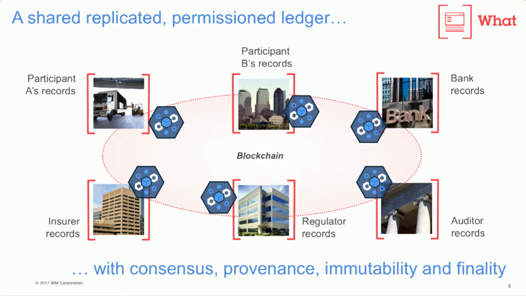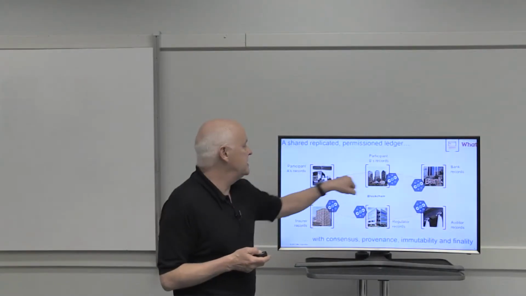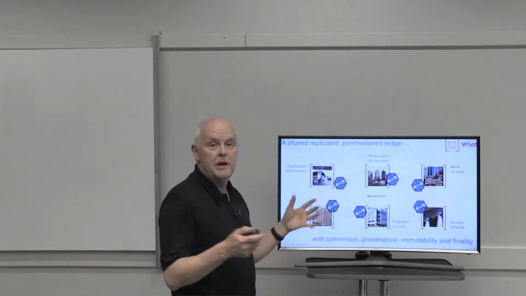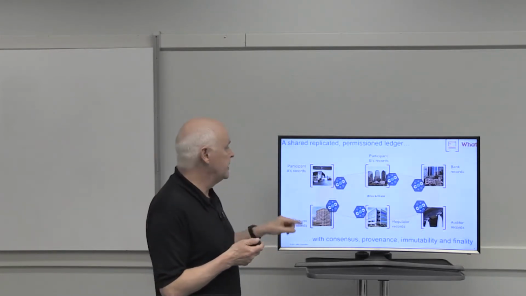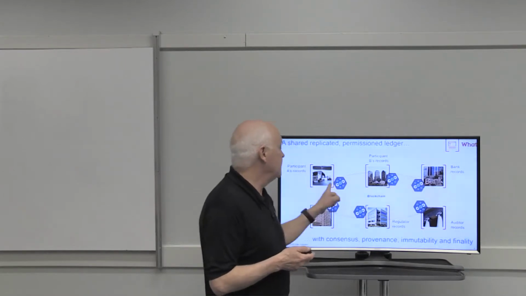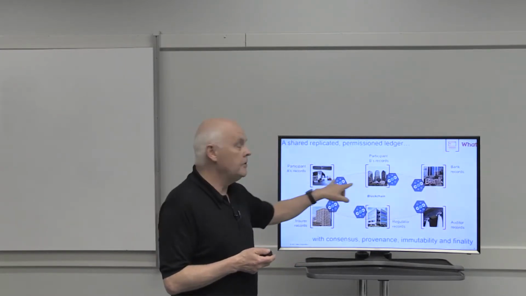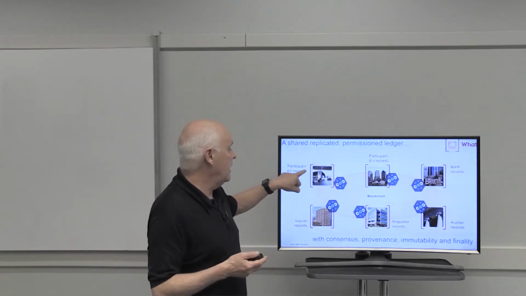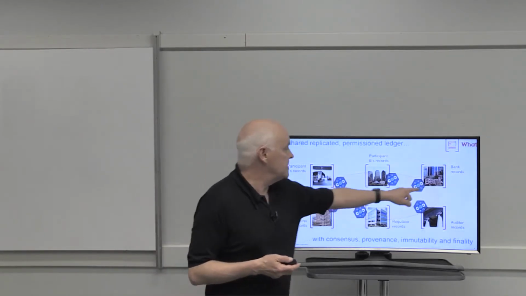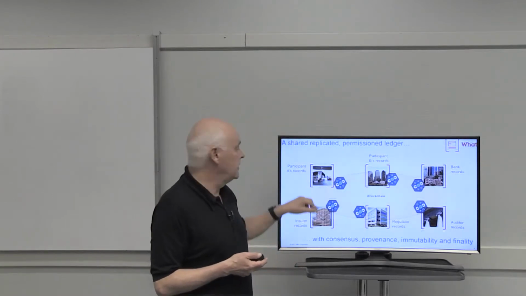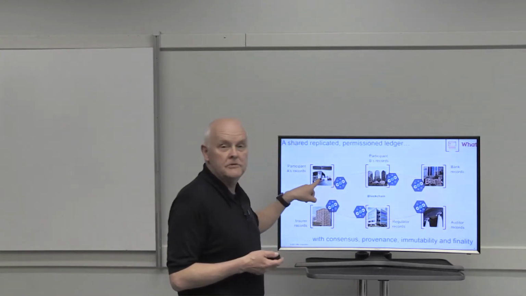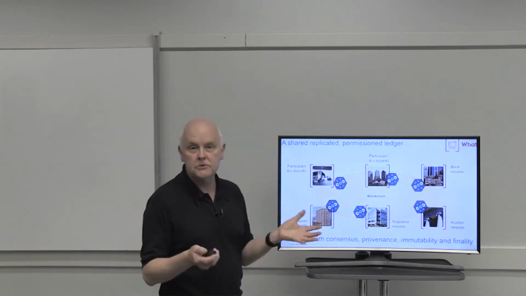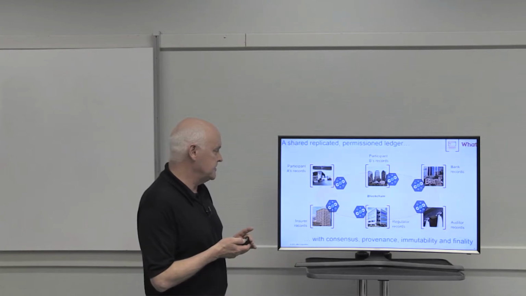So for example, if participant A was exchanging an asset with participant B, each of these members would be able to see the full details of that transaction. However, the bank, if it was not involved in that transaction, wouldn't be able to see the details. But alternatively, if participant A was transferring something with the bank, those two counterparties would be able to see the full details of the transaction, and participant B wouldn't. This is all controlled, as I say, by privacy services.